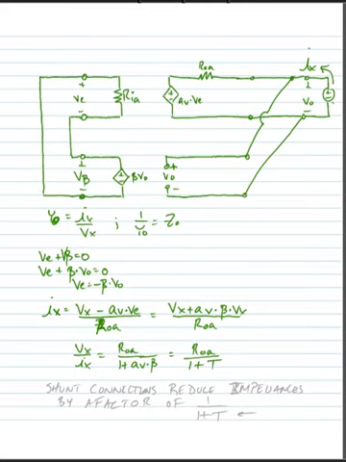Now what we see with a shunt connection here is what we'll see with all shunt connections. Shunt connections in feedback reduce impedances by a factor of 1 over 1 plus the loop gain.